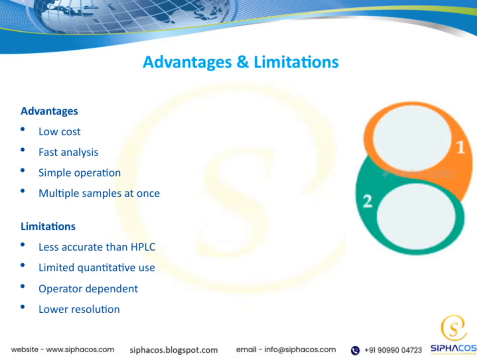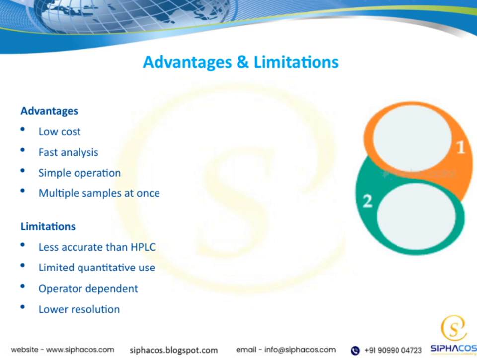Let's take a look at some of the limitations of this method. First, it is less accurate than HPLC, which means there can be more variability in the results. This can be a concern when precise quantification is required. Speaking of quantification, it's also limited in its ability to be used quantitatively, so it's not ideal for exact measurements. Another point to consider is that the results can depend heavily on the operator's skill, making consistency a challenge. Additionally, it offers lower resolution compared to more advanced techniques, which can affect the detail and clarity of the analysis.